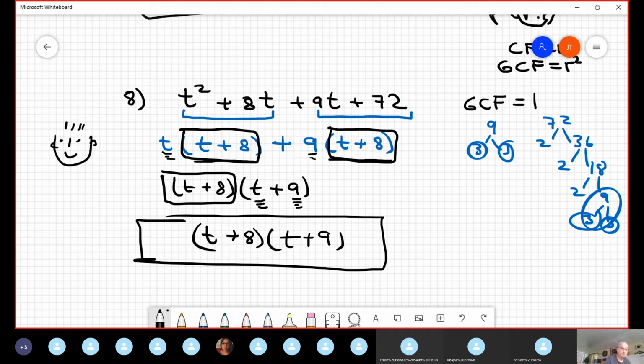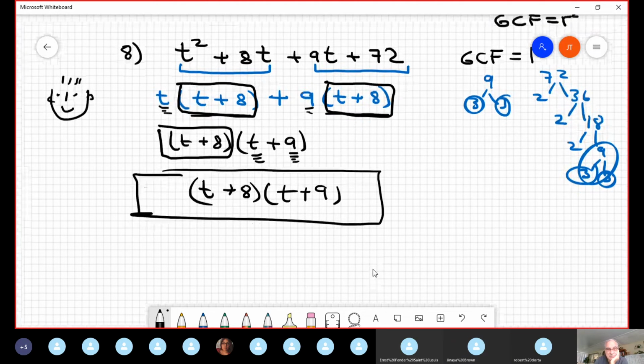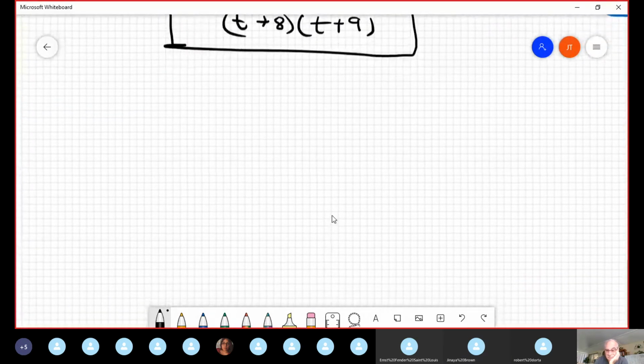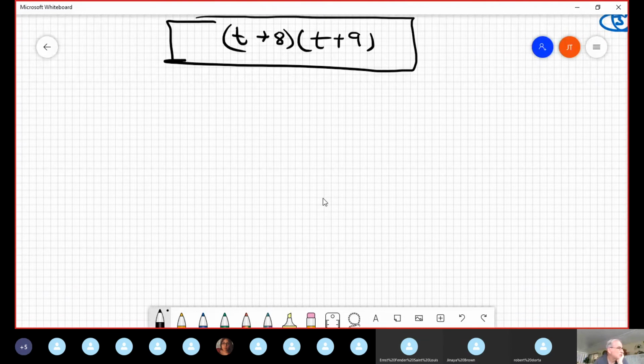Number 8. Got it? Factorization by grouping. Easy or complicated? Easy, eh? Okay, that's number 8. Now number 9.